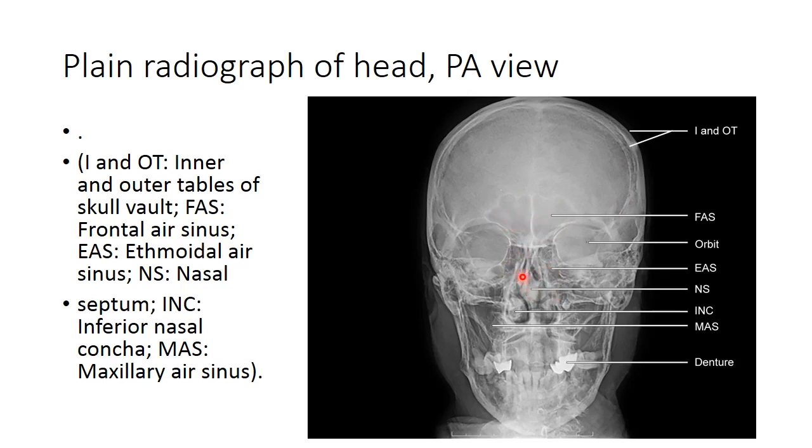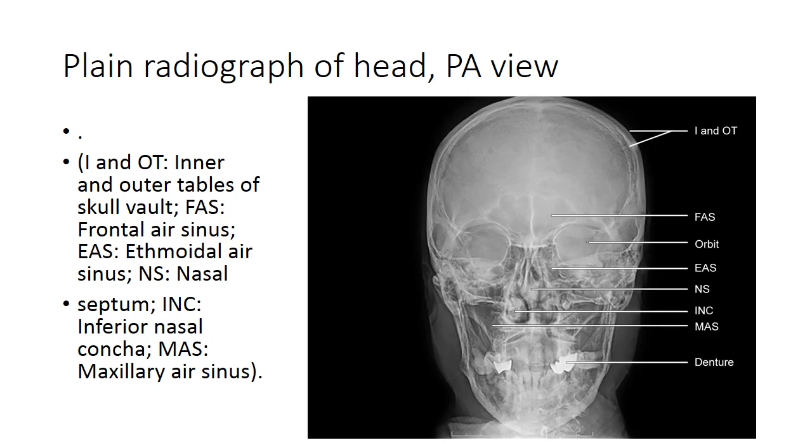We can see the outer and the inner table of the skull vault. Then we have this sinus, this is your frontal air sinus right here. Then we have the ethmoidal air sinuses. We have this nasal septum.